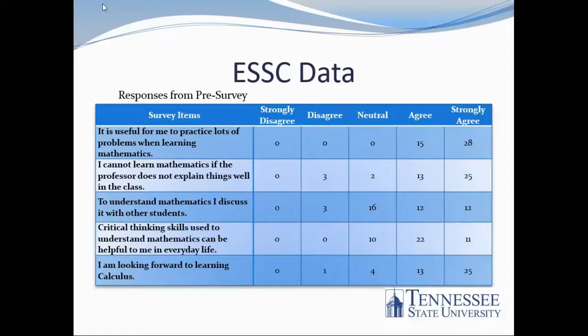Critical thinking skills used to understand mathematics can be helpful to me in everyday life. For this statement, all of the students were either neutral or agreed, strongly agreed or just agreed. And for the statement, I am looking forward to learning calculus, most of the students agreed. So this was very good to know, that as the students entered the course, they were looking forward to learning the course material.